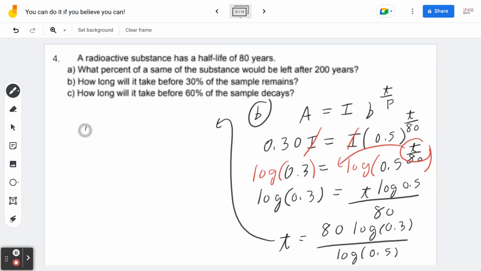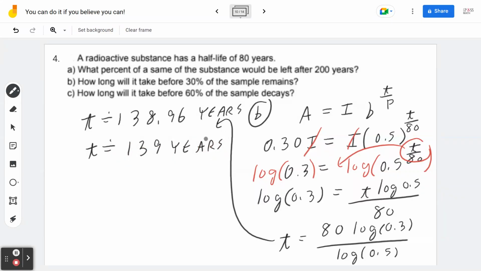Again, this is going to be approximately, let me grab a calculator, work it out. 138.9572475. I'm going to round this to 138.96. It's going to be years. But again, as we mentioned, you always want to round up. So if you round this to the nearest whole, if that's the expectation, then you can say approximately 139 years.